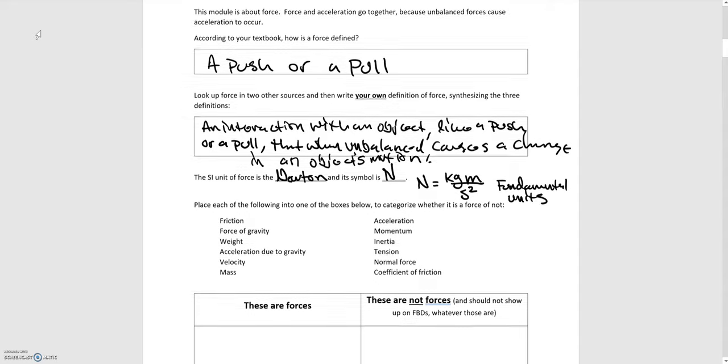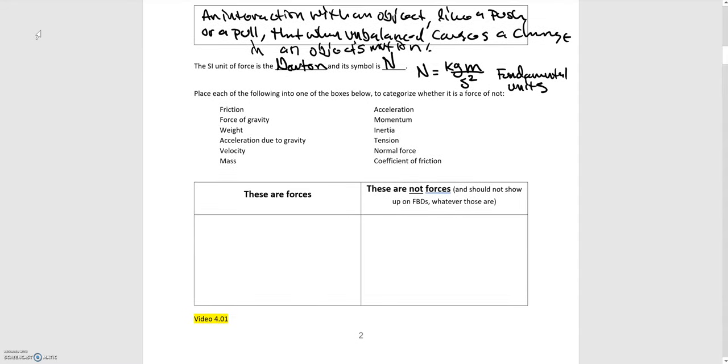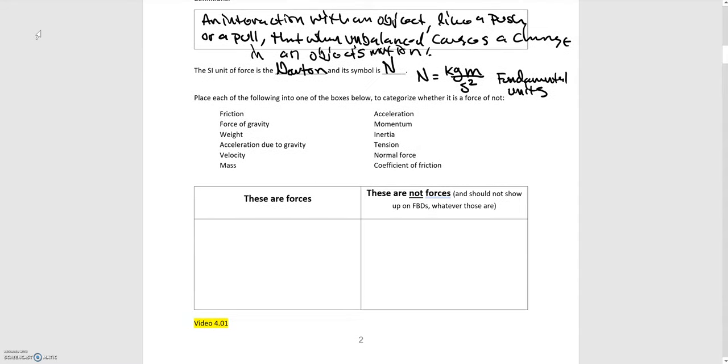And so now moving down, we were asked to categorize whether these things are forces or not forces. The majority of the work that you're going to be doing with forces is identifying forces. You're going to be looking at a scenario, looking at a particular object, and figuring out what are the interactions happening with that object? What are the forces acting on that object?